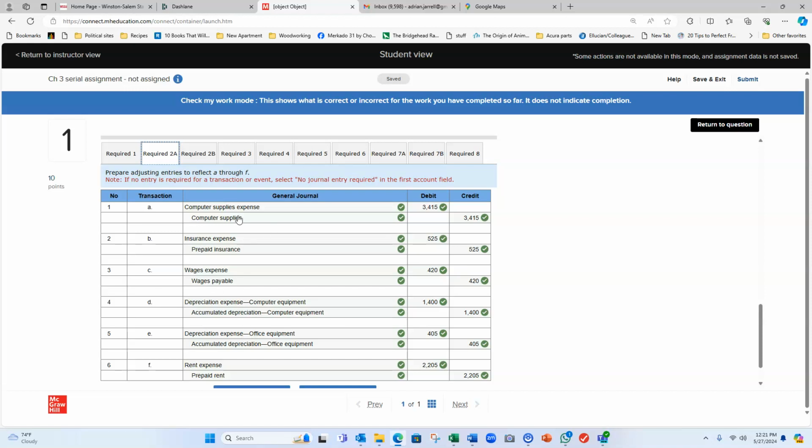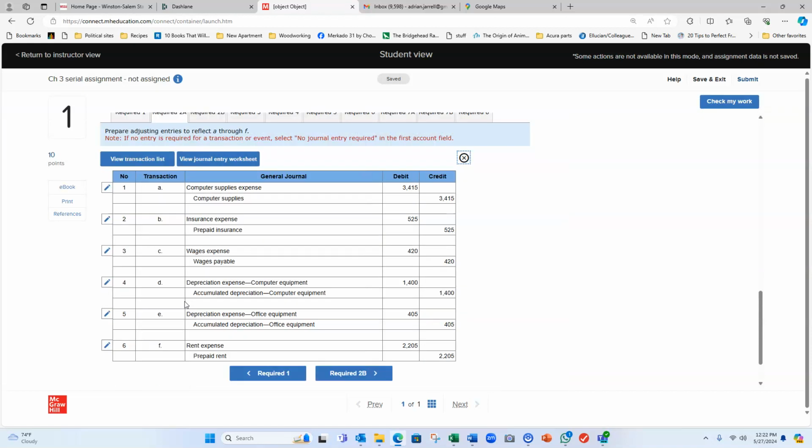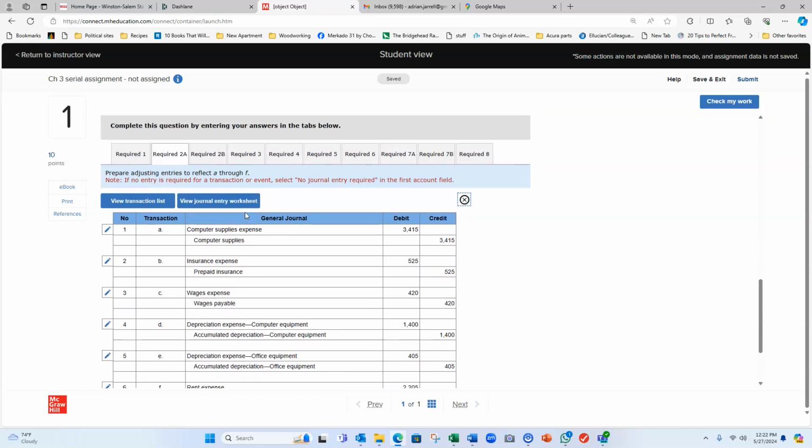So I'll show you one. I'll just post computer supplies expense and computer supplies. You notice an adjusting entry does not include cash, does not include any of the long-term assets, does not include common stock or dividends. They always include an expense or a revenue account and an asset or a liability account. So that's always the way it goes. Let me record one. We'll record computer supplies expense and computer supplies. It's all on the 31st for $3,415.